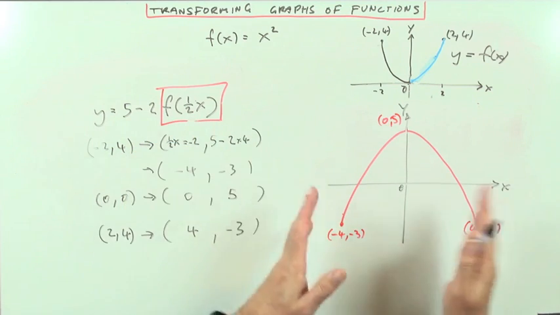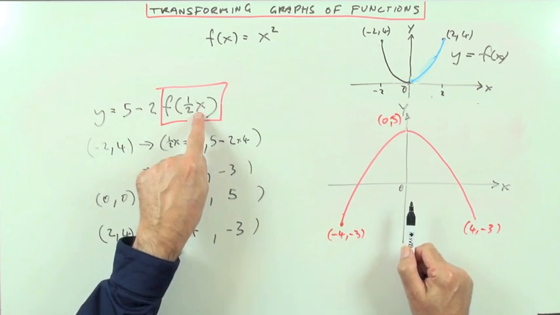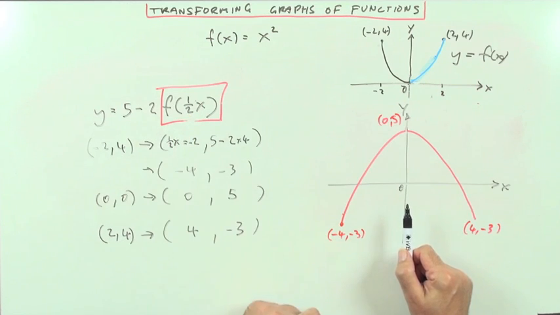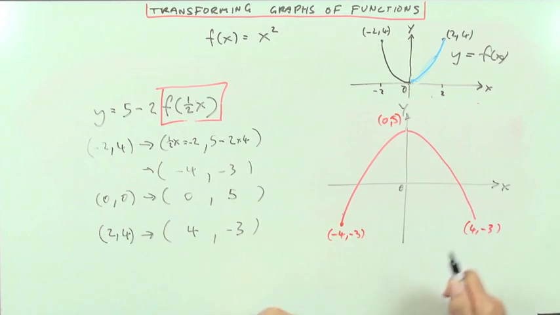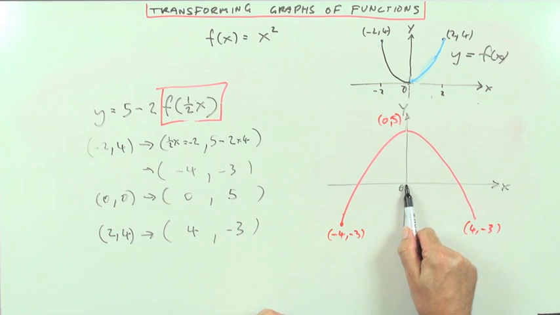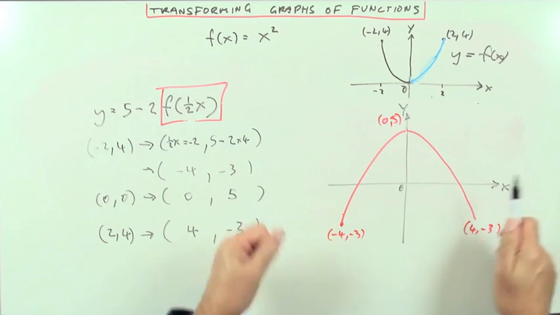And then what about the positions of them? Well, everything's going to be double where it was to begin with, so it's been spread out to twice the distance, but still about the origin, so the origin itself doesn't change.